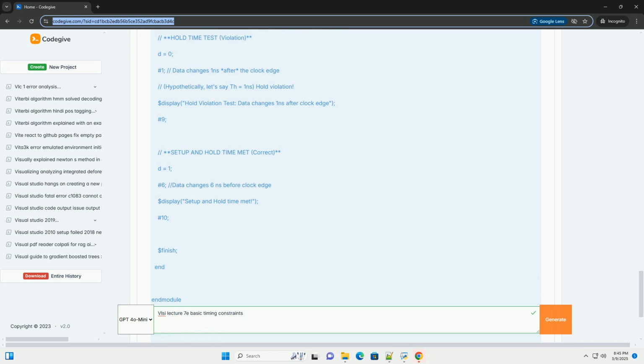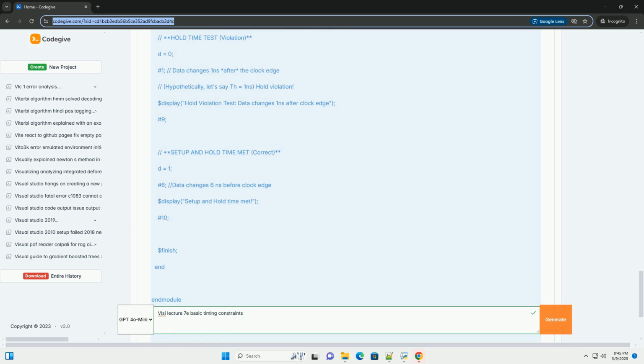5. Setup and hold time met, correct. D = 1 changes the data to 1. #6 waits 6 ns. This means the data changes 6 ns before the clock edge. The data is valid for long enough for the flip-flop to capture correctly.